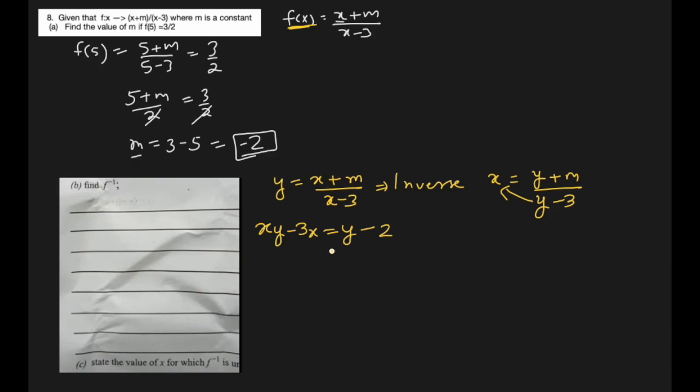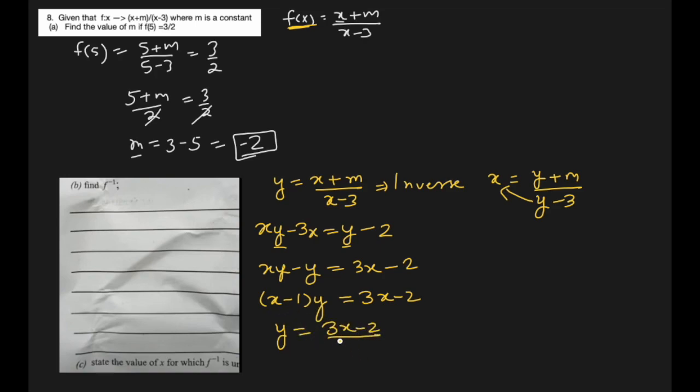Okay. Now we have to isolate this y. So that means both the y's must be together and the others will be on the right side. So take y common out of this. So y becomes 3x minus 2, which was on the right, divided by the coefficient of y, x minus 1. This is f inverse of x. 3x minus 2 over x minus 1.